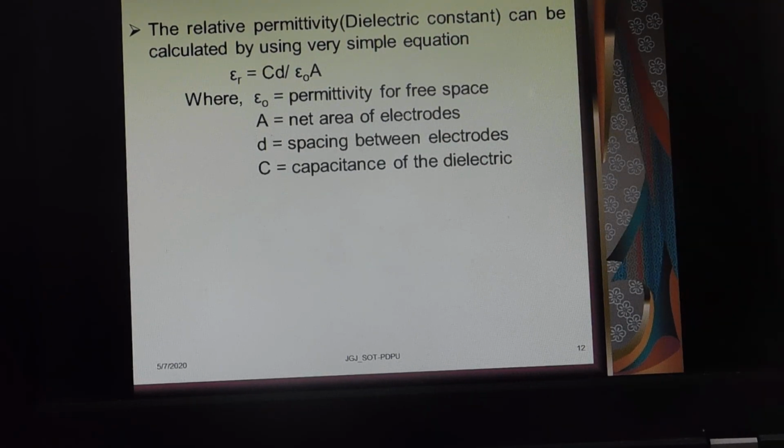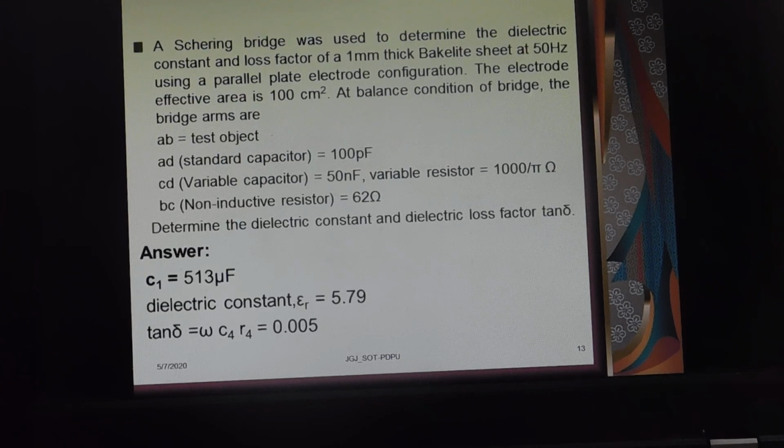So in this way we can find the value of tan delta, then the dielectric constant, that is the relative permittivity of the dielectric epsilon r, and the capacitance of the dielectric by using the high voltage Schering bridge.